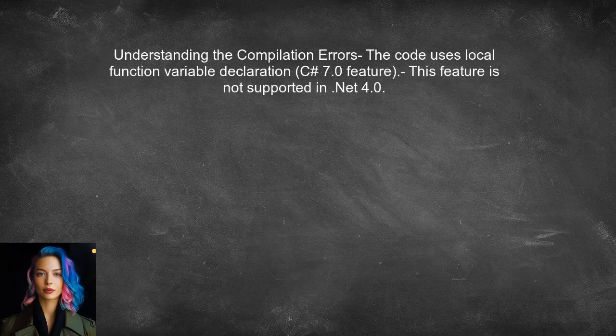To address the compilation errors, the user should first understand that the code they are trying to use employs a feature called local function variable declaration, which was introduced in C# 7.0. This feature is not supported in .NET 4.0.